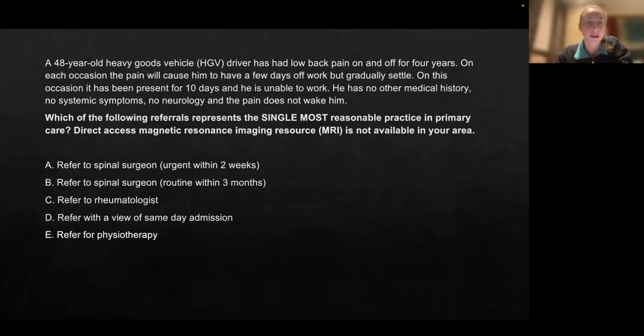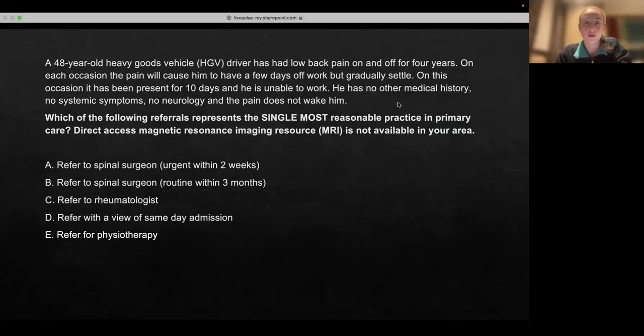Okay, so a 48-year-old heavy goods vehicle driver has had low back pain on and off for 4 years. On each occasion, the pain will cause him to have a few days off work, but gradually settle. On this occasion, it's been present for 10 days and he is unable to work. He has no other medical history, no systemic symptoms, no neurology, and the pain does not wake him. Which of the following referrals represents the single most reasonable practice in primary care? Direct access MRI is not available in your area.